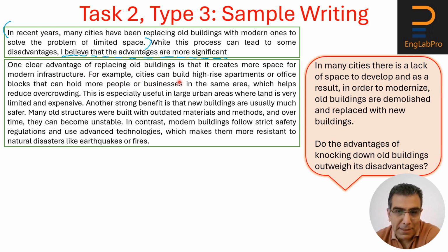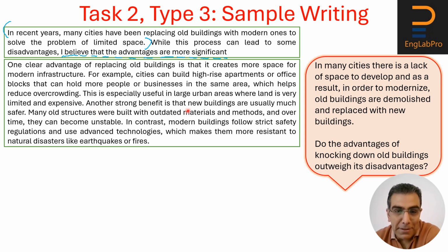For example, cities can build high-rise apartments or office blocks that can hold more people or businesses in the same area, which helps reduce overcrowding. This is especially useful in large urban areas where land is very limited and expensive. This was the expansion of the topic, the expansion of the first advantage. Then we have another advantage.